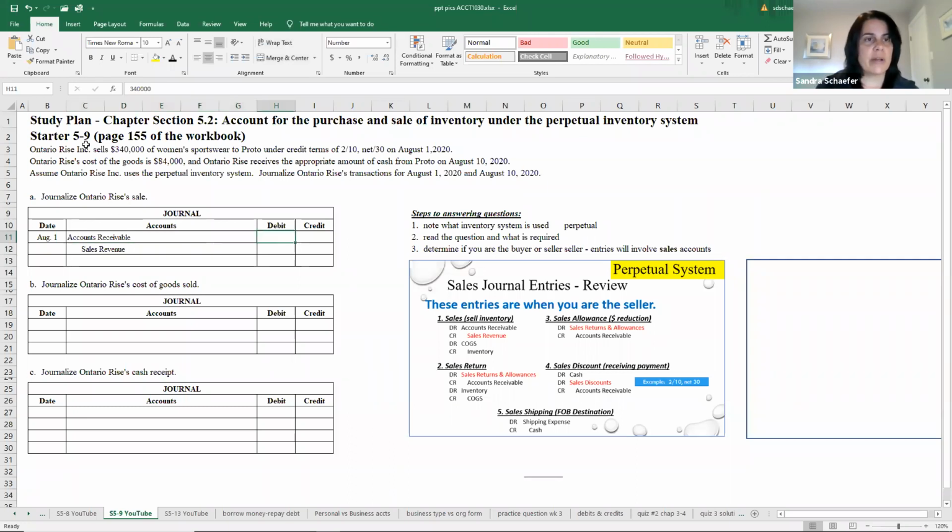Now the amount is given right in the question, $340,000, so I can record that debit and record that credit. Very critical when you're doing journal entry transactions to always ensure that your debits equal your credits at the end of the transaction.